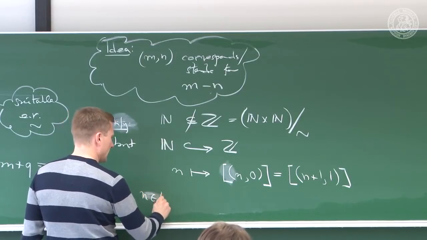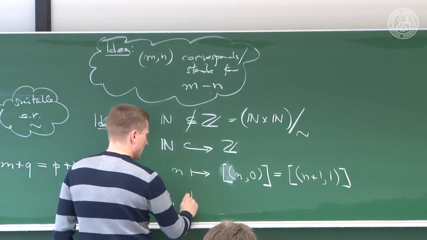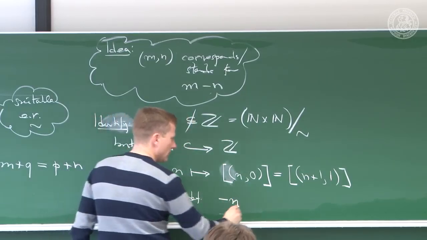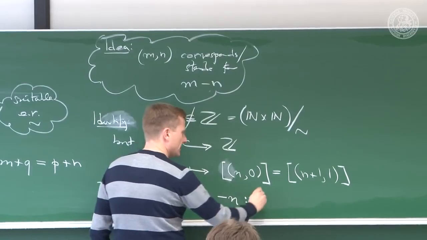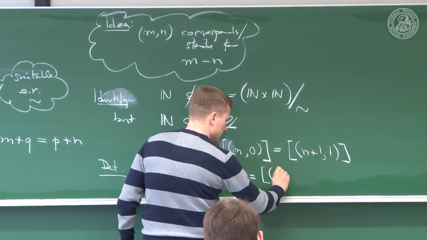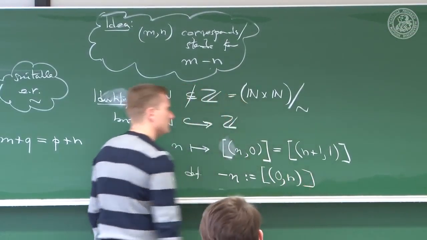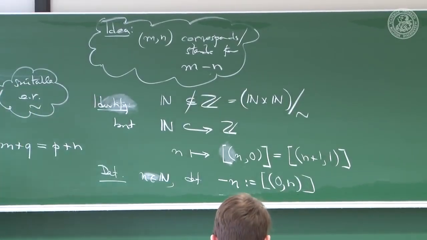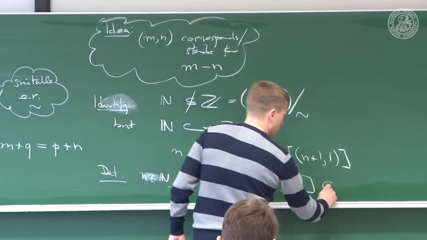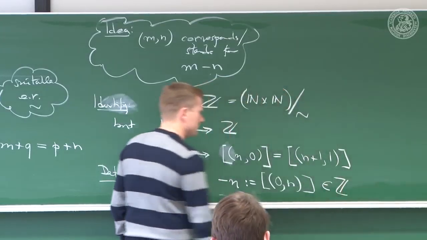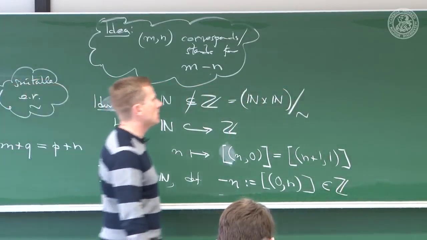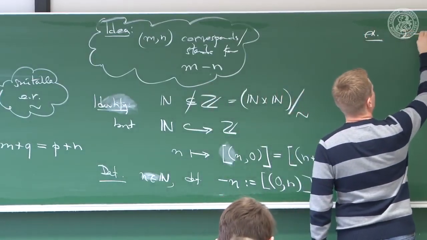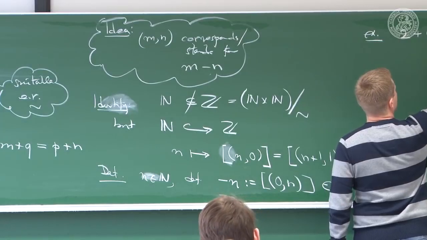So let n be in N, and you define minus n. And what is this supposed to mean? Well, minus n would then be defined as the equivalence class of (0, n). Do it the other way around. And this minus n, however, is of course then also an element of Z, obviously. And so you have, for example, 2 plus minus 1.